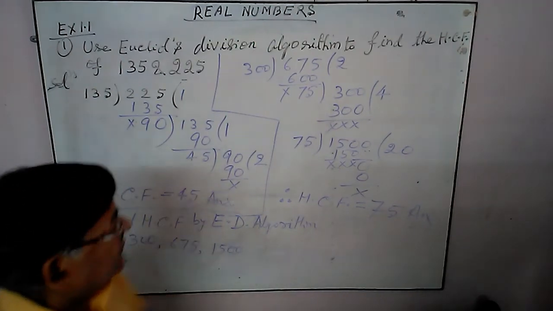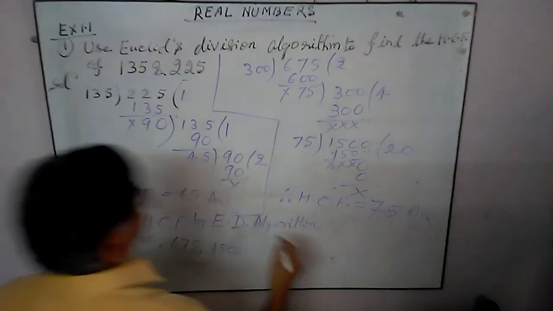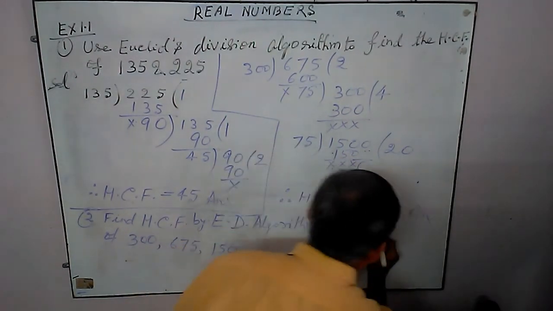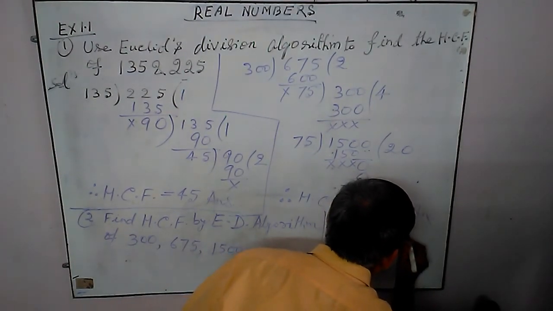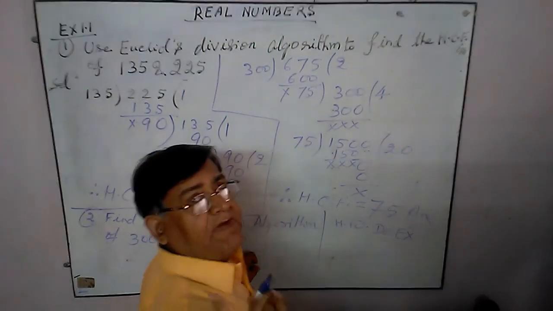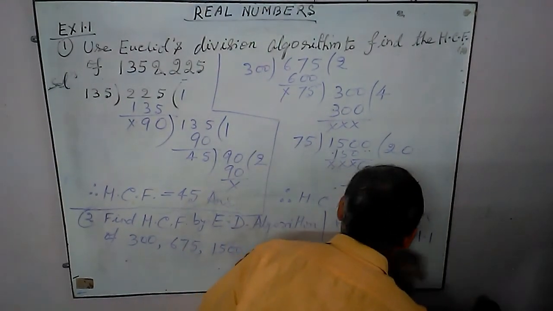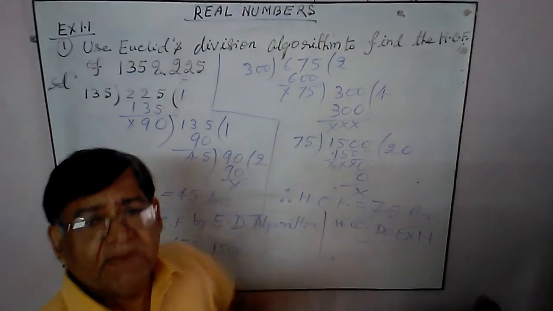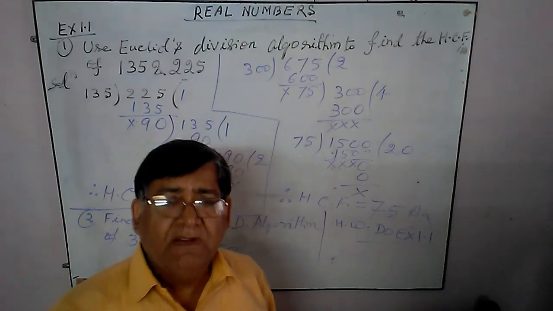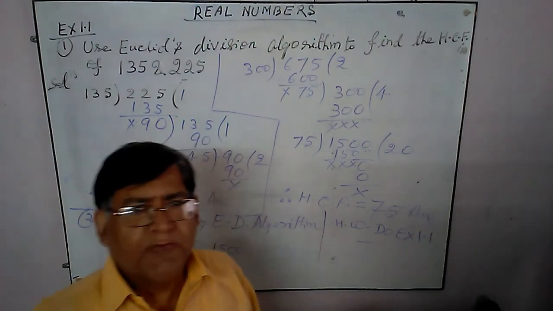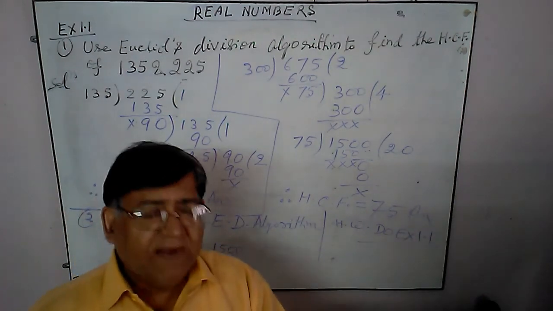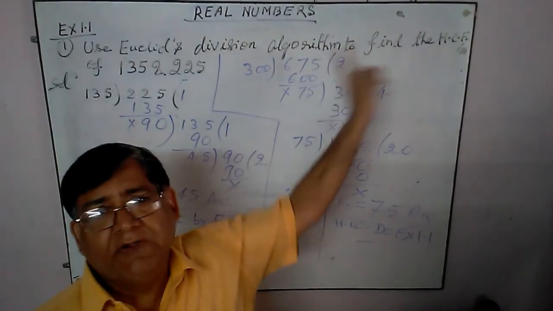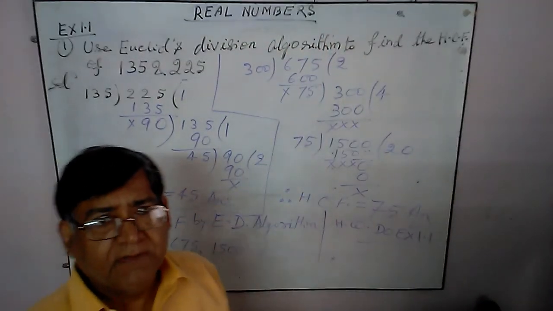So homework is from your book. Do exercise 1.1, only those sums which are related to HCF. If other types of sums are also given that you are not able to do, no problem. Next day I will explain. Only select those sums which are based on finding the HCF, whatever type I have taught today.